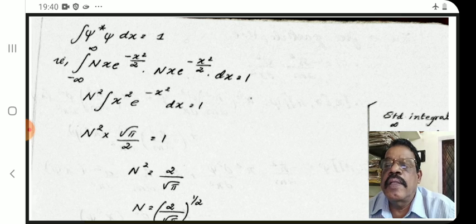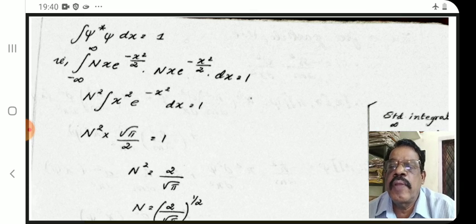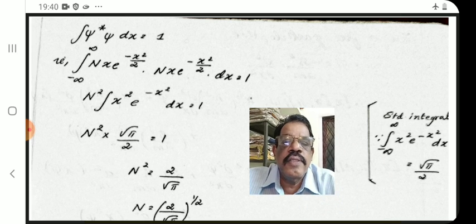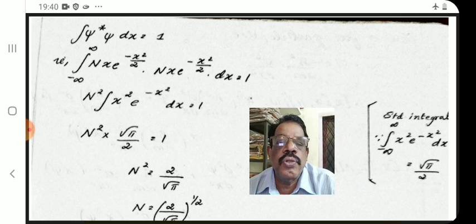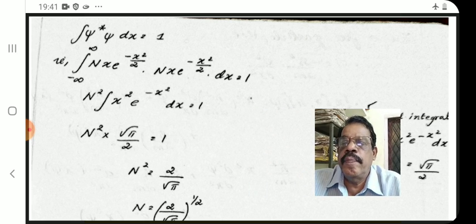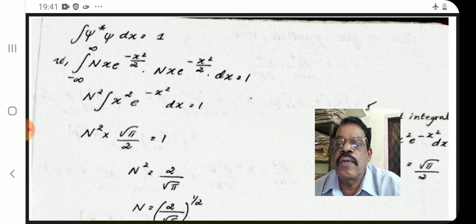Multiply: n square is taken out of the integral sign. N square integral x square e raised to minus x square by 2 minus x square by 2, we get minus x square dx. And that integral is a standard integral and its value is written here. From the table of integrals, we can see that the integral is root 2 pi by 2. N square into root 2 pi by 2 is 1. Therefore, n square is 2 by root 2 pi.